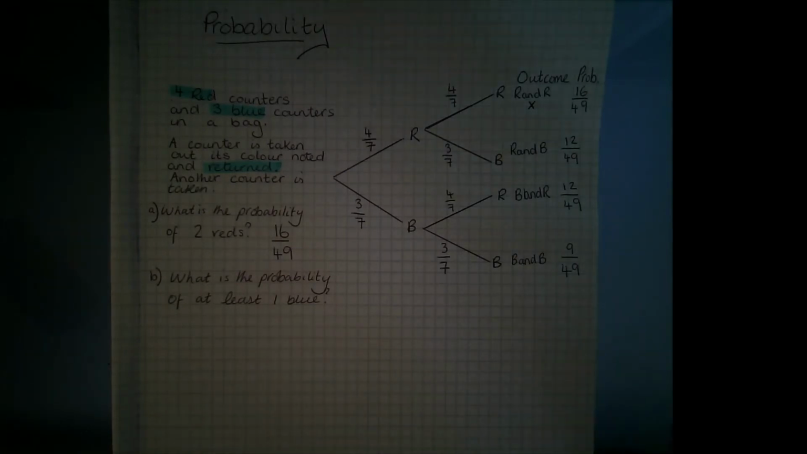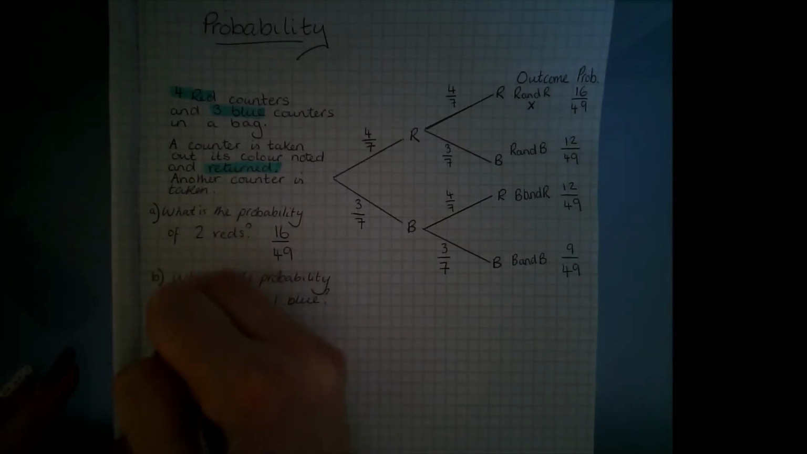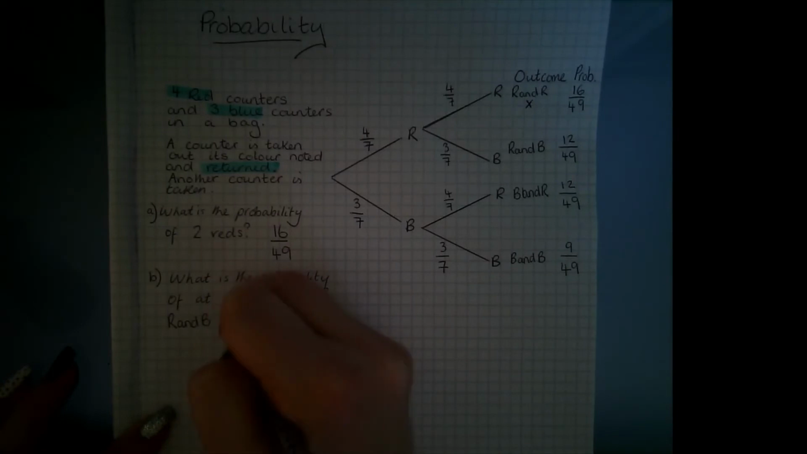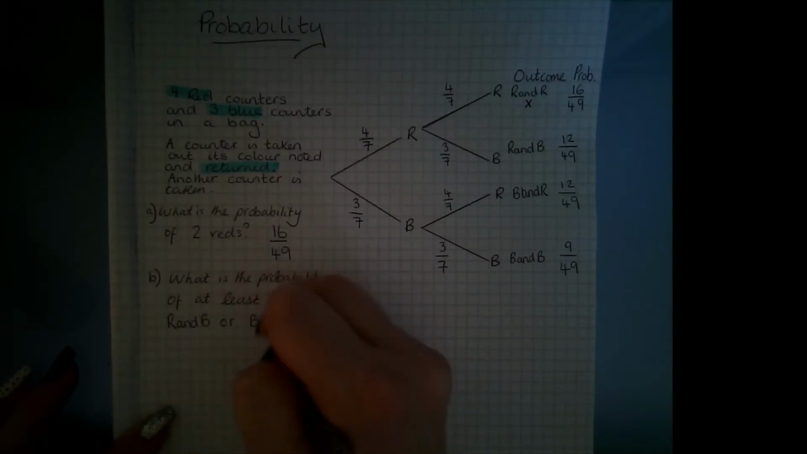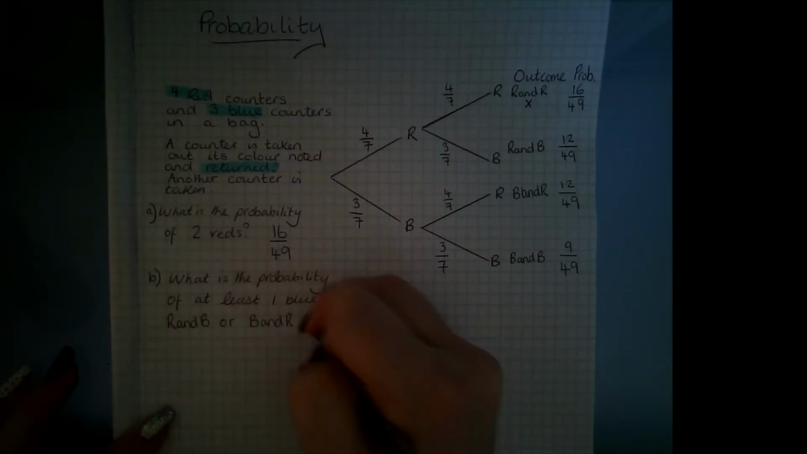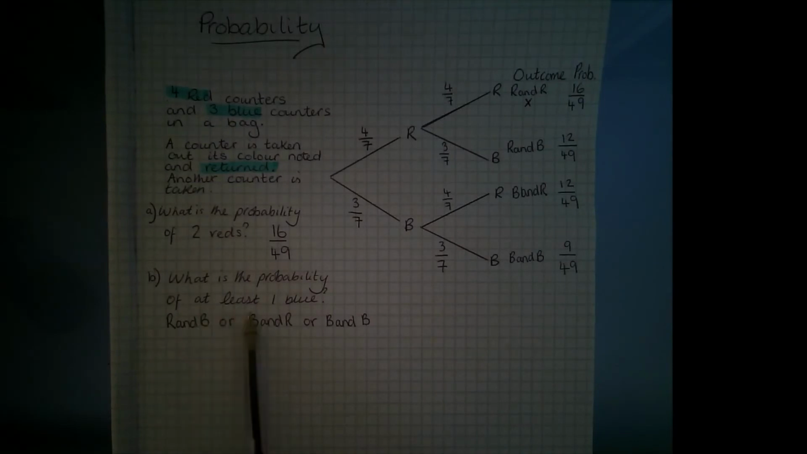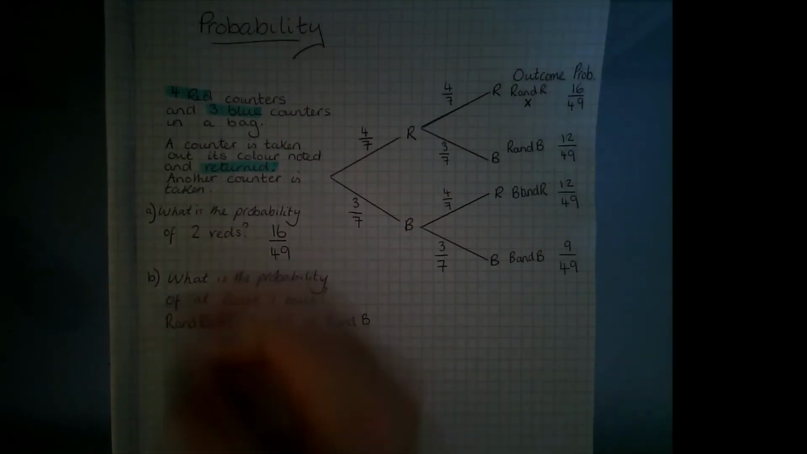Well, we have several options for this. So, at least 1 blue. This could have been a red and a blue, or a blue and a red, or a blue and blue. Because it says at least 1 blue, we can include the 2 blues. If it says what's the probability of 1 blue, then we just have these. Now, or in probability, this is an add.